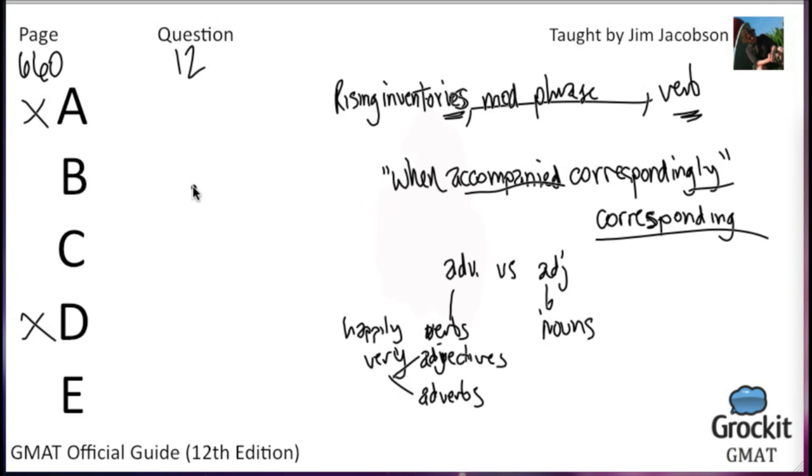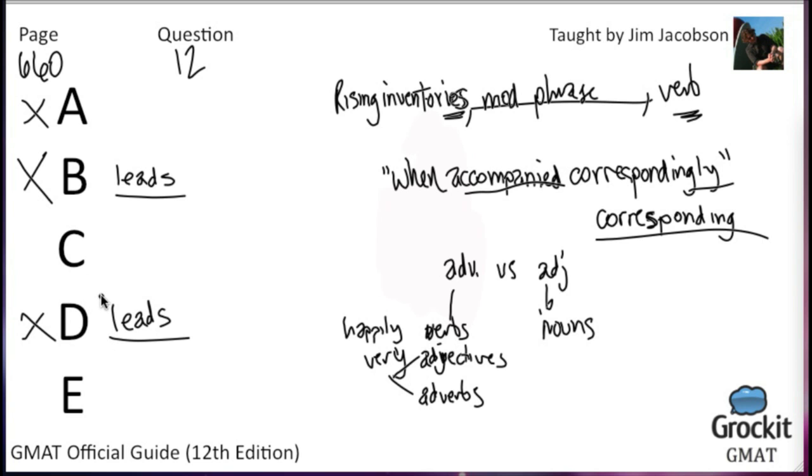Choice B, when not accompanied by corresponding increases in sales, possibly leads. So there's one of our problems right there. Leads. Rising inventories is a plural subject. Leads is a singular verb, so that allows us to eliminate choice B. And actually choice D, when we look down there, it says possibly leads. D also has the singular verb, so we're sure now that D is wrong. And so now we only have C and E that we need to look at.